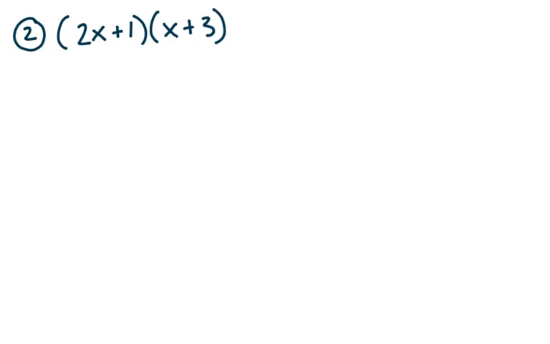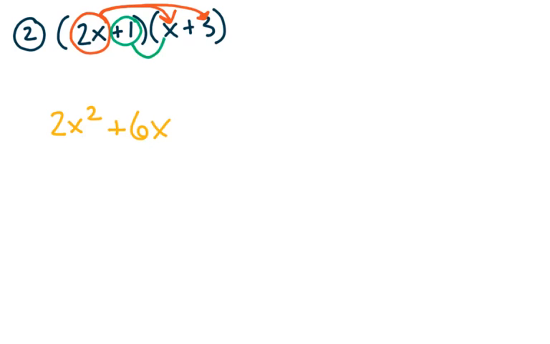Let's try number 2. For number 2, I'm going to do this one using my double distribute method. So I'm going to distribute the 2x to the x and get a 2x squared. Next, I'll distribute my 2x to the 3 and get plus 6x. On to the 1, I can distribute my 1 to the x to get plus x, and distribute my 1 to my 3 to get plus 3.